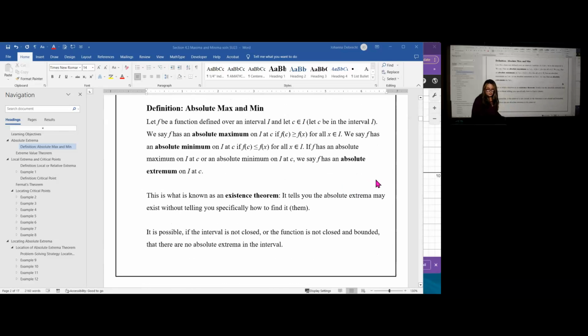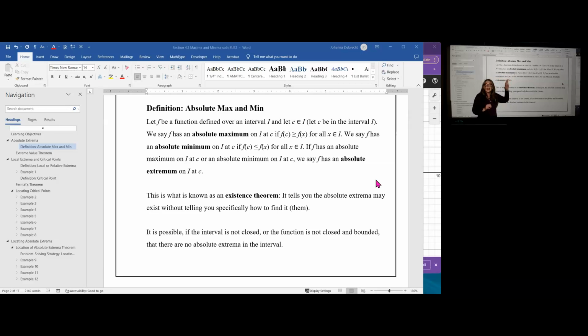Let f be a function defined over an interval I, and let c be some number in I. This symbol between the c and the I is epsilon and stands for "is an element of" the set I. In other words, c is in the interval I. We say f has an absolute maximum on I if f of c is greater than or equal to f of x for all other x in the interval. In other words, the y value at c is either equal to or above all the other y values.